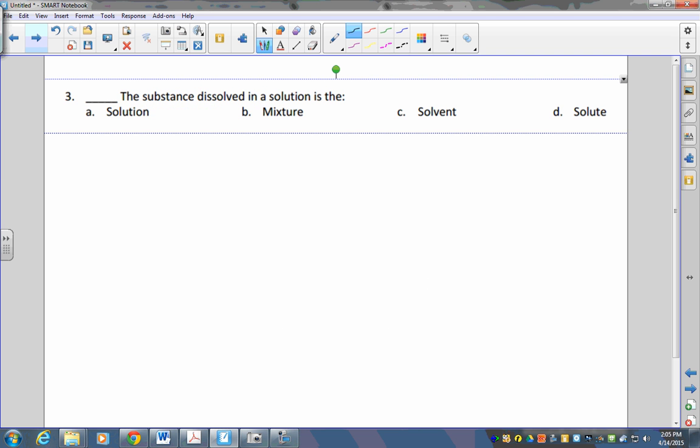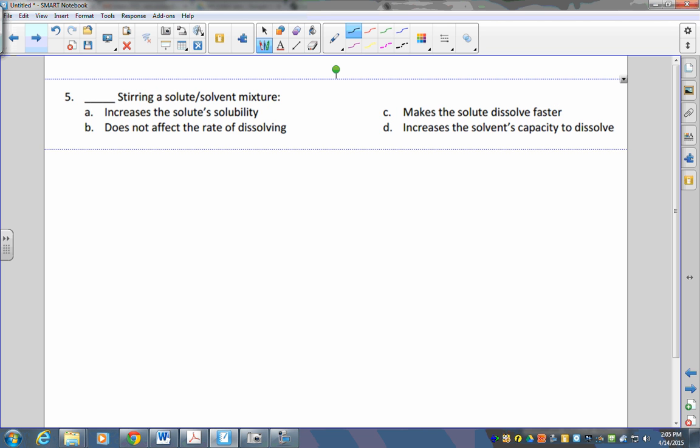Next one, the substance dissolved in the solution is the solute. That's just a definition or vocab. Number 5, stirring a solute or solution mixture makes the solute dissolve faster. That's a way you can speed up dissolving. Solubility is determined by the nature of the substance necessarily, and temperature, that's the only other thing that would really affect it too much. Stirring doesn't increase the solvent's capacity to dissolve, it just makes it dissolve faster.